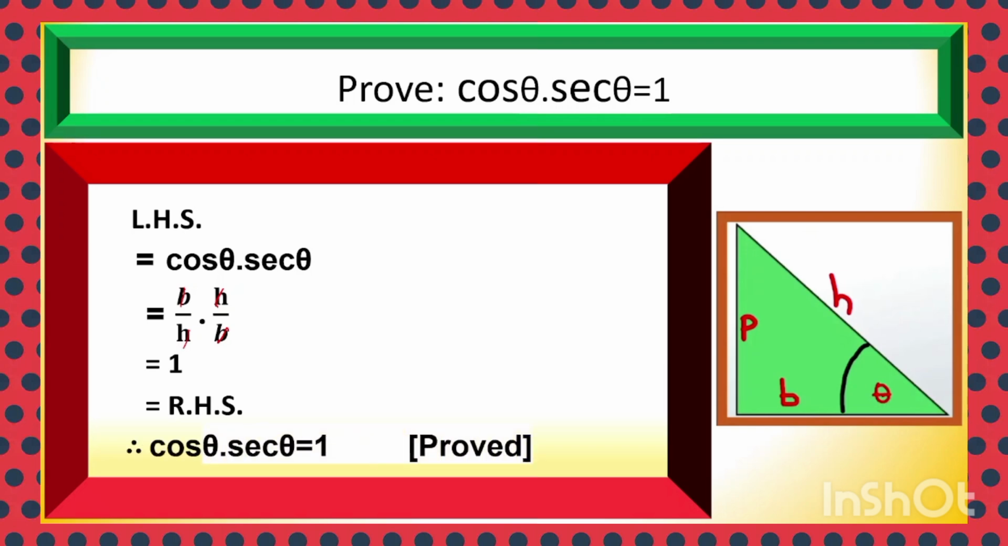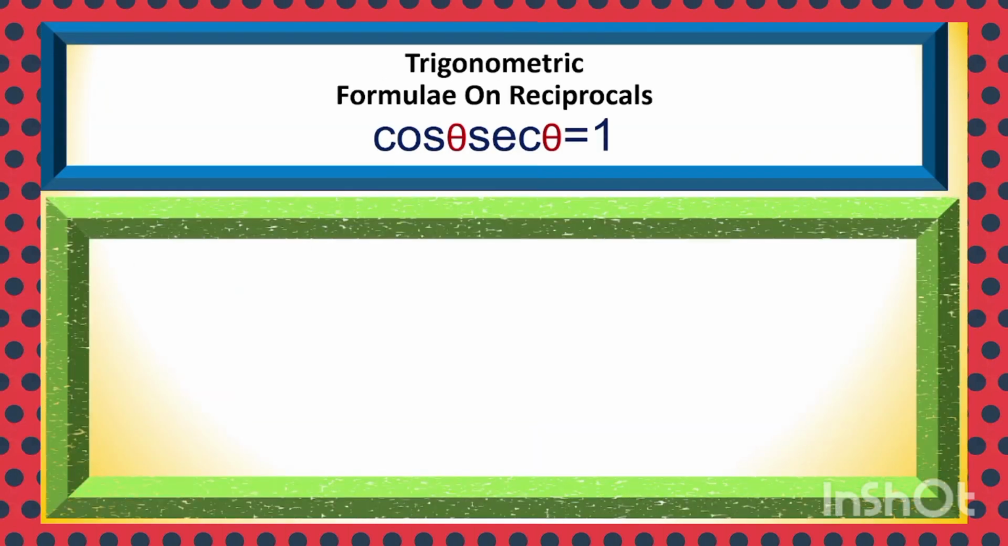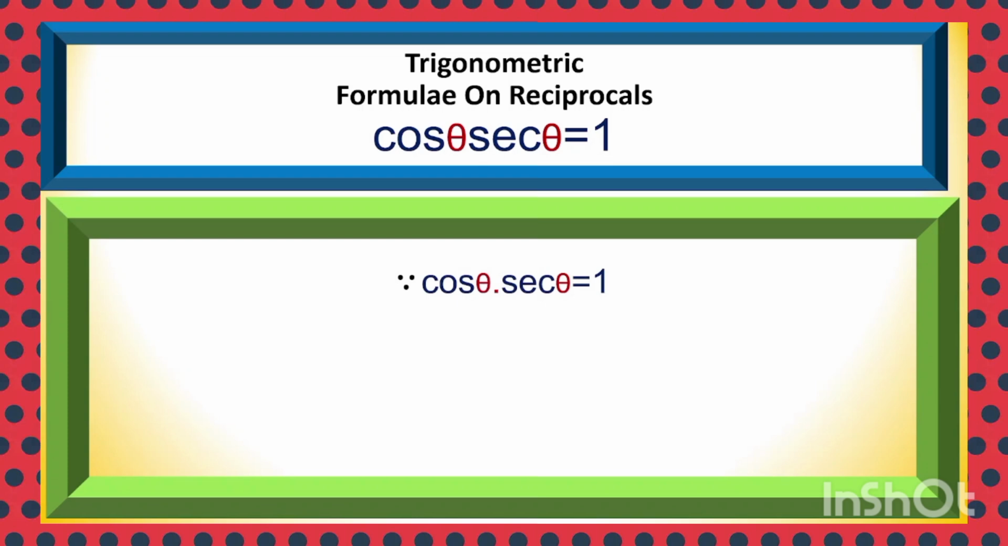Cos theta is the reciprocal of sec theta, an important, fundamental concept. Cos theta into sec theta is equal to 1. Cos theta is equal to 1 upon sec theta. Sec theta is equal to 1 upon cos theta.